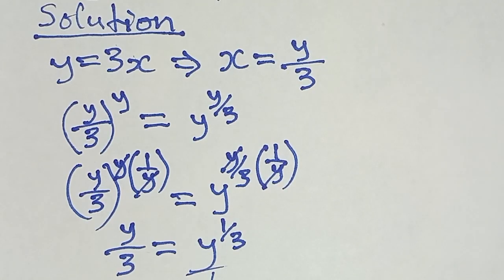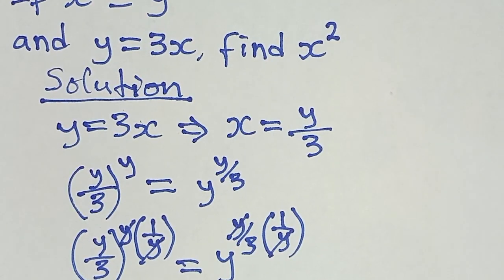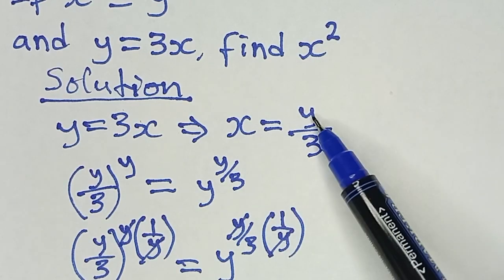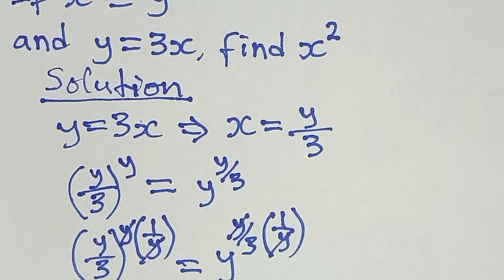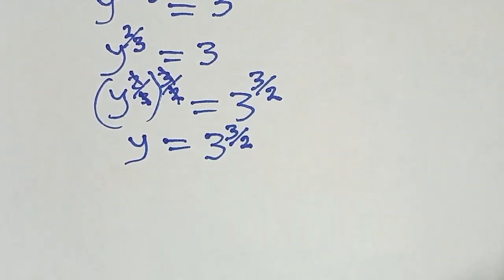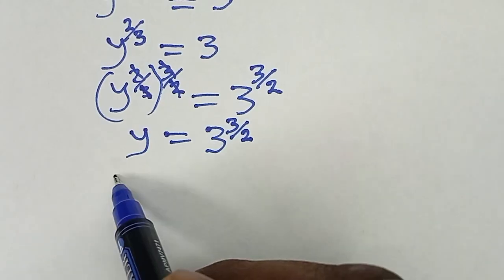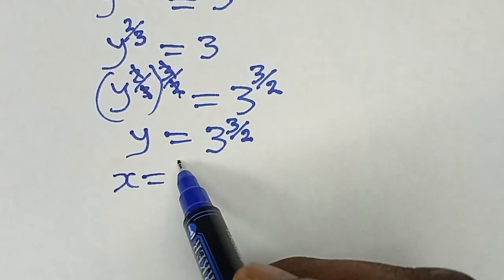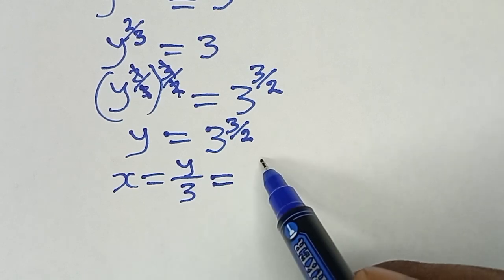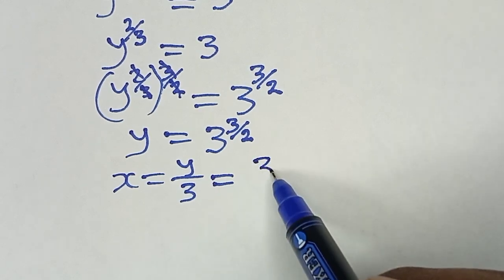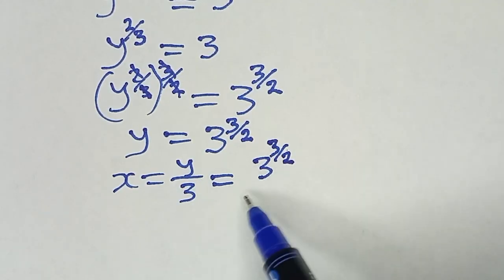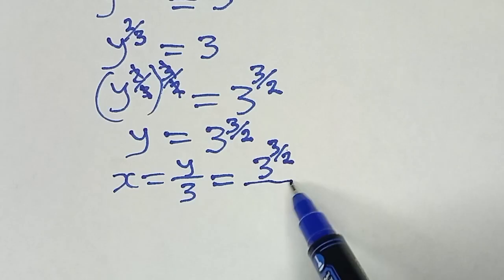X is y over 3. Don't forget, finally, we are looking for x squared. So we need to find the value of x first so that we can get x squared. So x is y over 3. So I'll now go to my solution and find the value of x, which is y over 3. So x is equal to y over 3, and that will be equal to y, which is 3 raised to the power 3 over 2. That is y now, which is 3 raised to the power 3 over 2, all over 3.